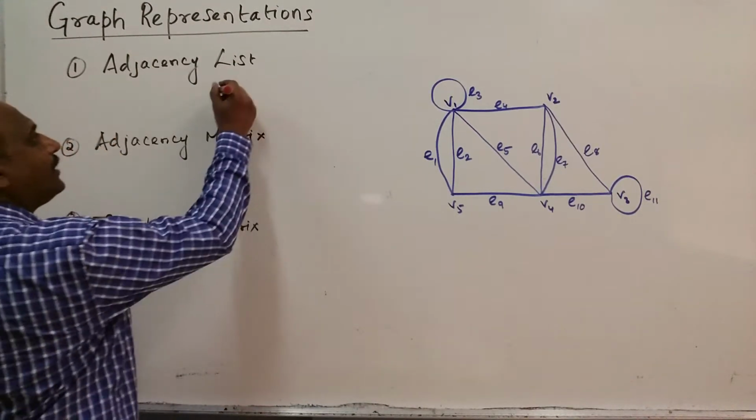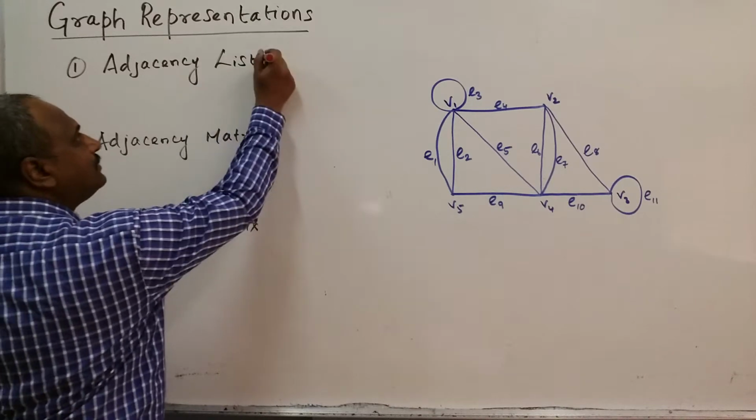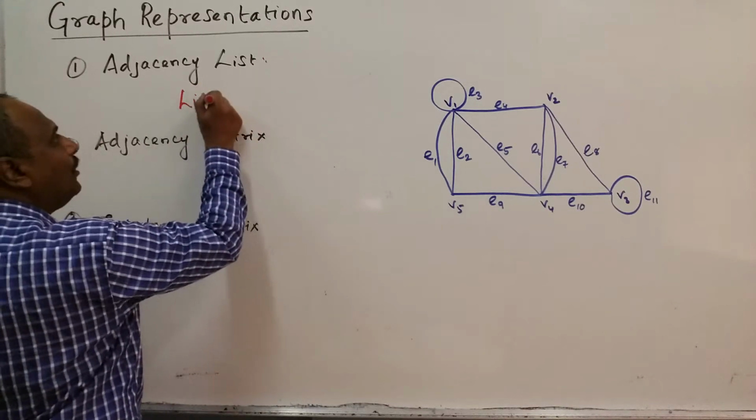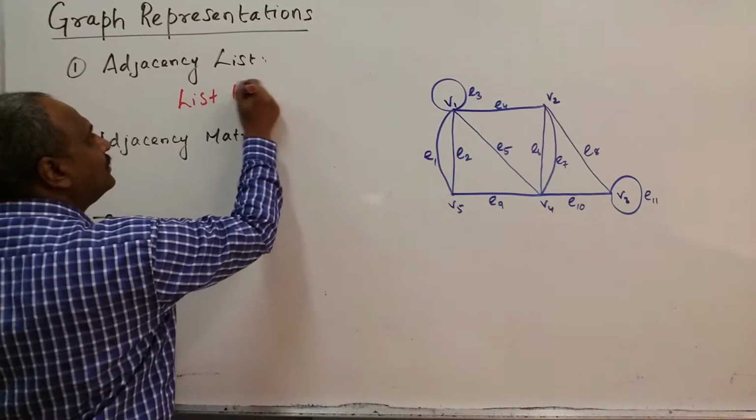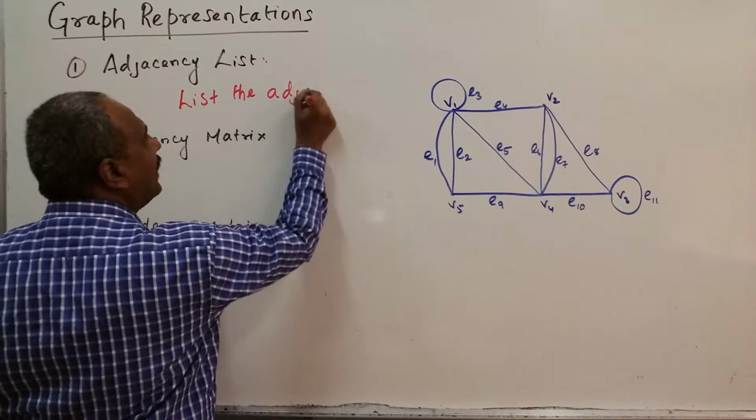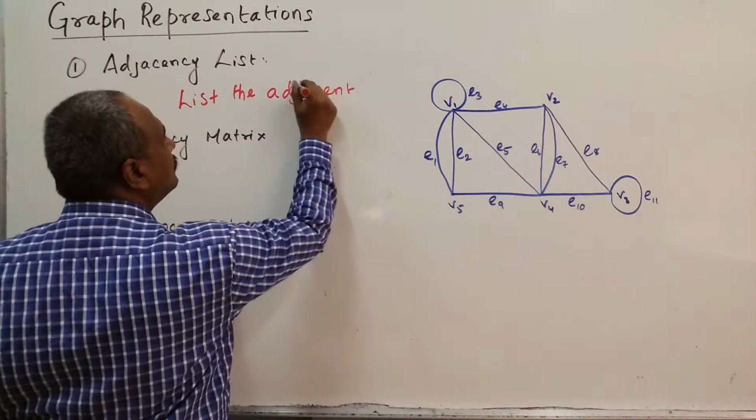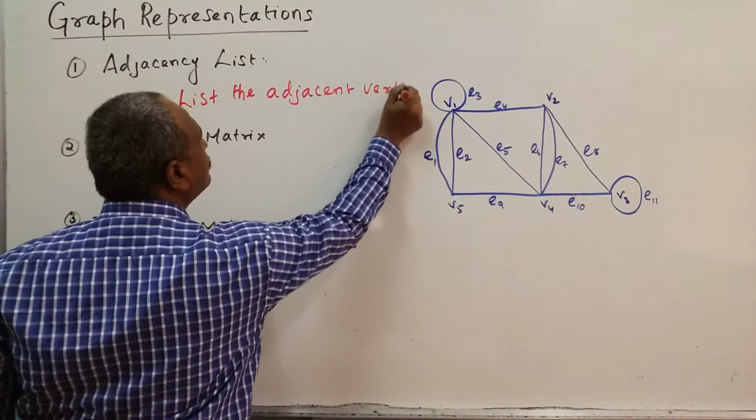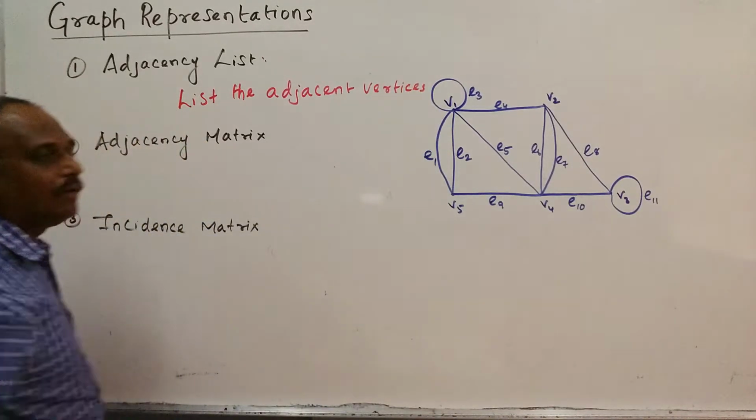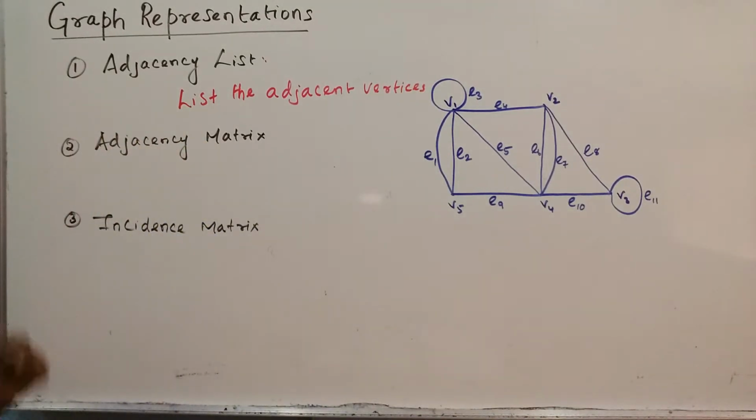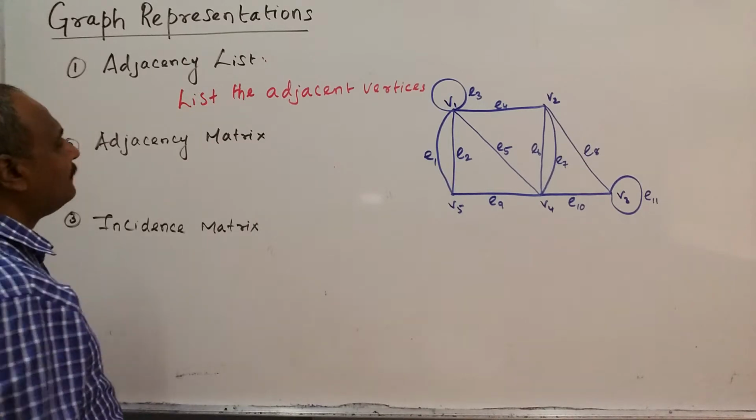The meaning of adjacency list: I am going to check the adjacent vertices. I am going to list the adjacent vertices, to form a table using adjacent vertices.